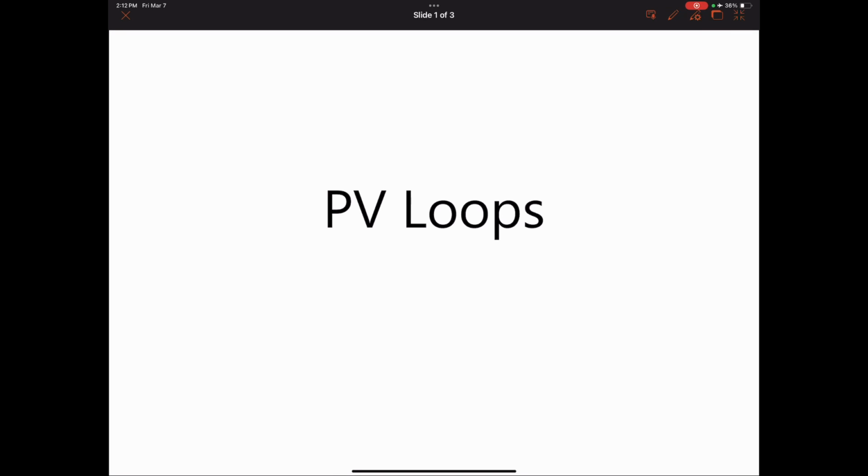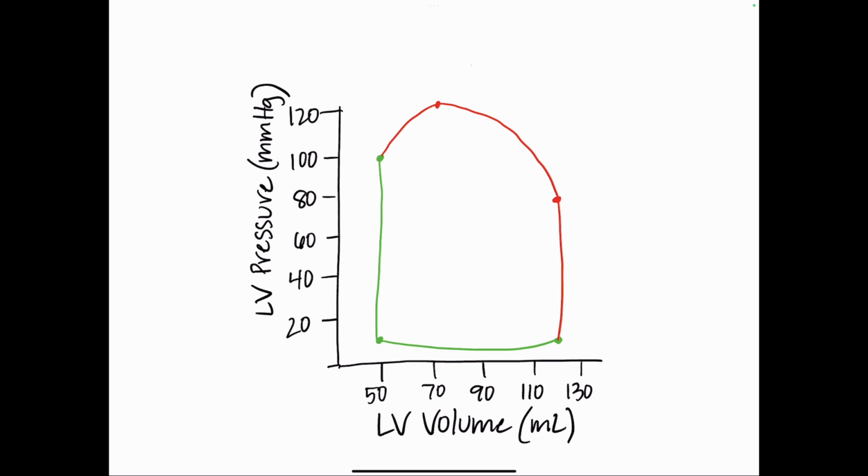So this video is going to cover the basics of the PV loop. The PV loop looks at pressures and volumes of the left ventricle at various time points in the cardiac cycle. And the reason we care about it is because it gives clinicians a picture of how the heart is functioning.